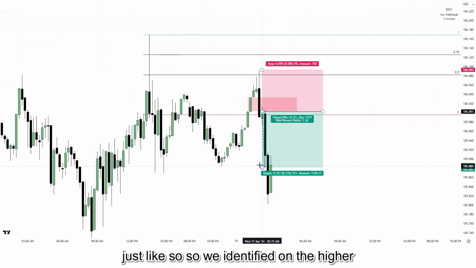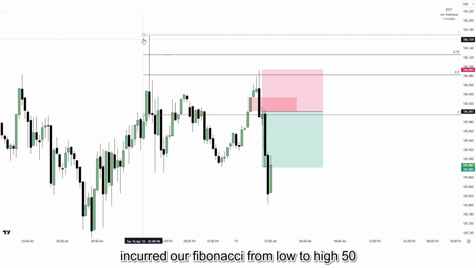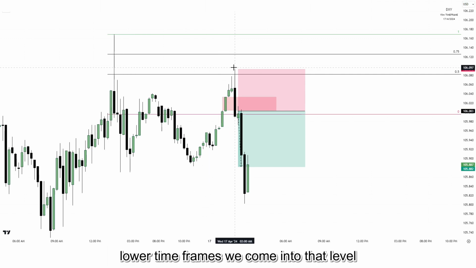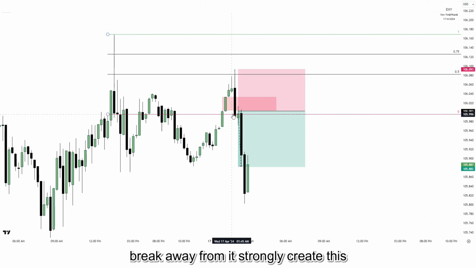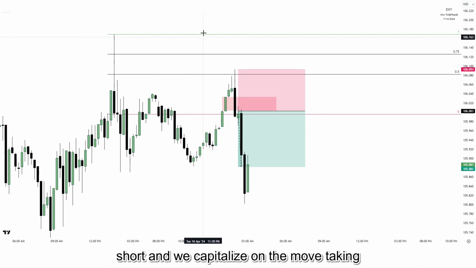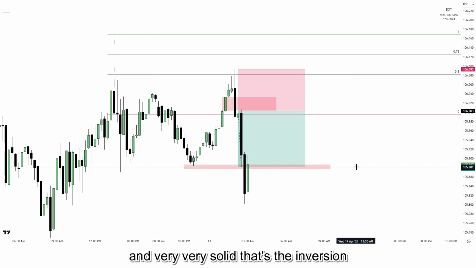So we identified on the higher time frames, we had this long wick level. We drew our Fibonacci from low to high, 50 and 75%. On the lower time frames, we come into that level, break away from it strongly, create this inversion fair value gap where we went short, and we capitalize on the move, taking out this low. Very, very solid. That's the inversion fair value gap model using these long wicks.